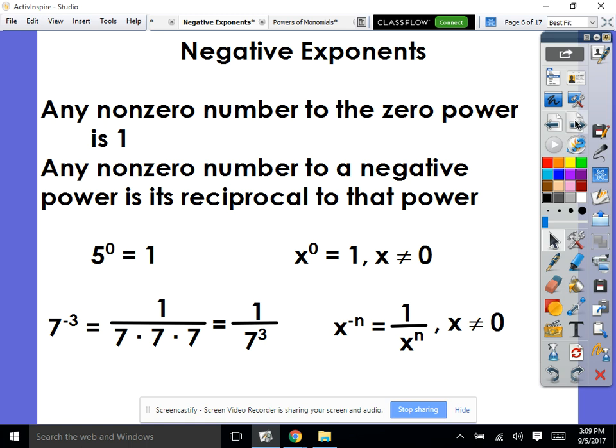So 7 to the negative 3rd power is the same thing as 1 over 7 to the 3rd power, 1 over 7 times 7 times 7. X to the negative n is the same as 1 over x to the n, where x is not equal to 0.